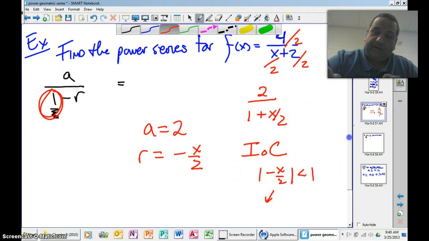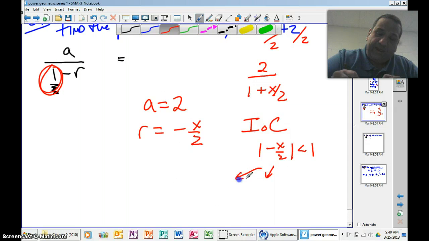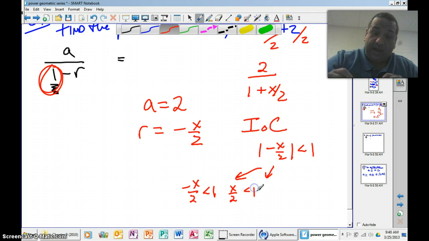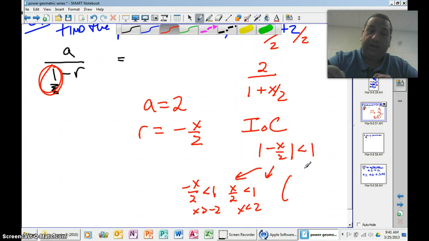Oh, I might be writing on myself. Here we go. We're going to break up the absolute value to be negative x over 2 less than 1, and then we're going to say x over 2 less than 1 again, because I have to make it negative. Okay, so now this is going to be x is less than 2. This is going to be x is greater than negative 2. So my interval of convergence, this could be on me a little bit, is negative 2, 2.